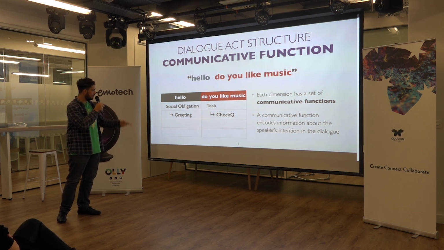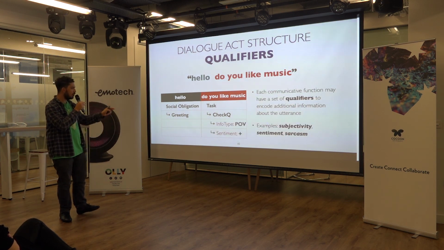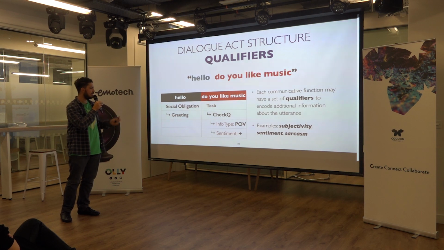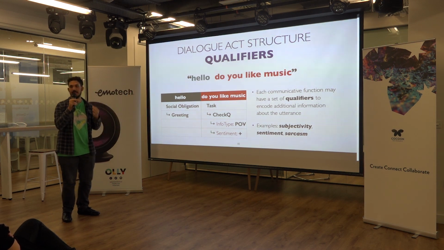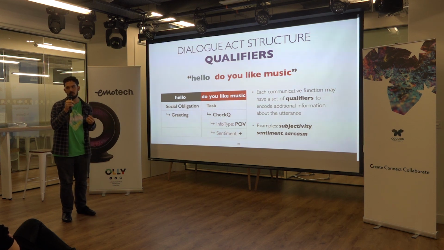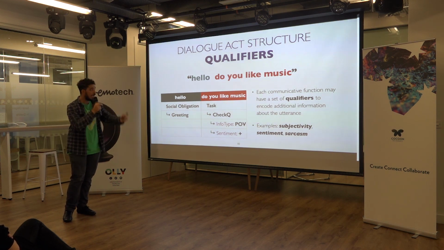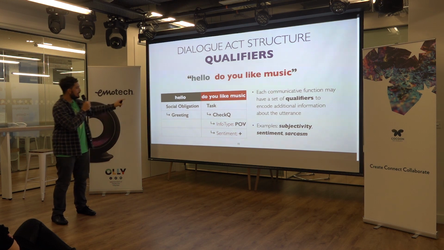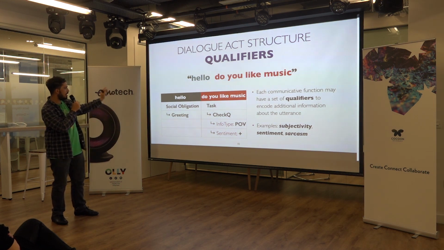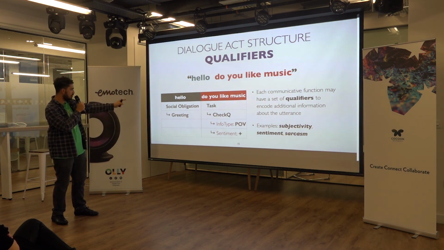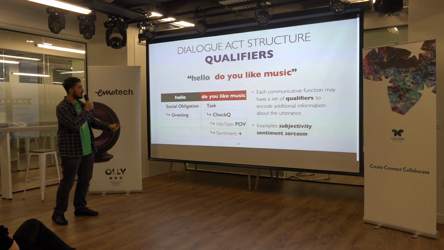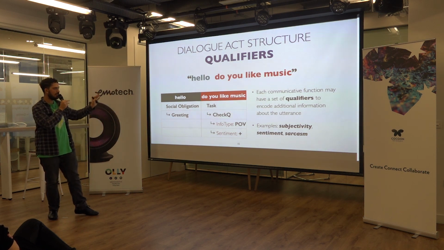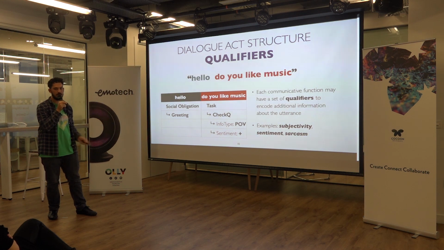And then we have the last step, which is identifying all the additional information in a sentence. For example, the fact that the user is giving a point of view, the fact that his sentiment in this question is positive, so he's asking if the system likes music. This whole structure with segments, dimension, communicative function, and all the qualifiers, this builds a dialogue act. So this is what we're trying to annotate.